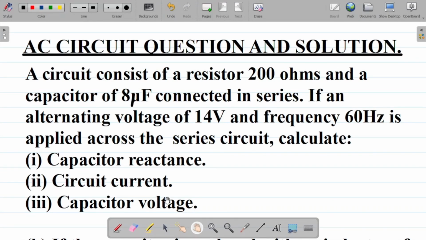In this video, we'll be trying to solve some questions on AC circuits in physics. This is a continuation from our previous class.